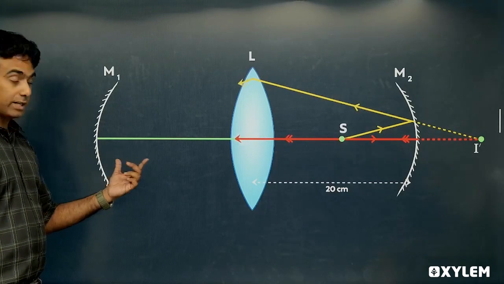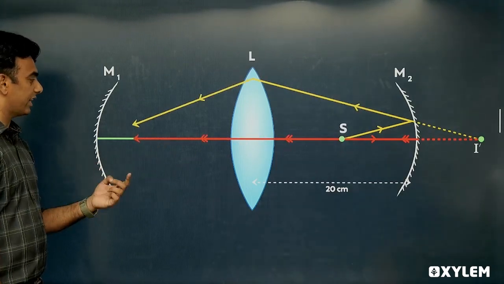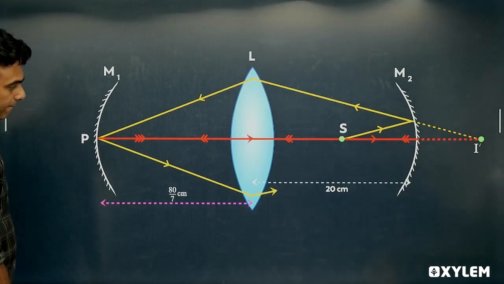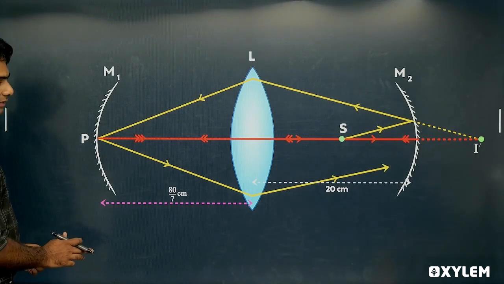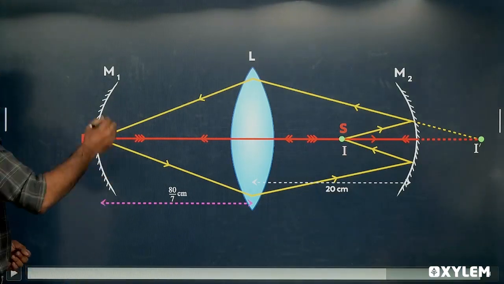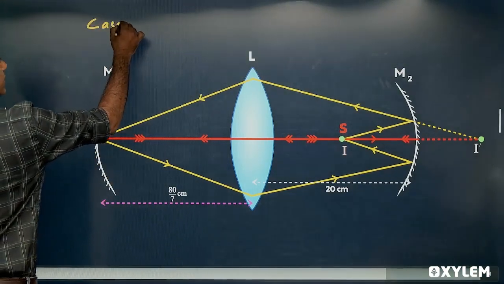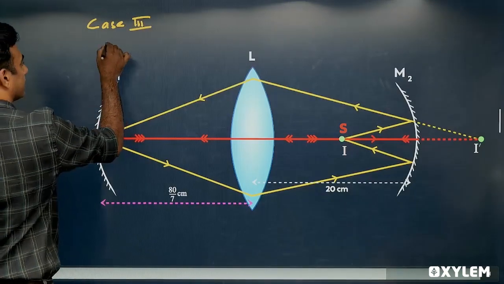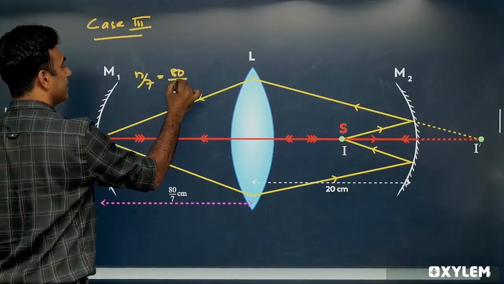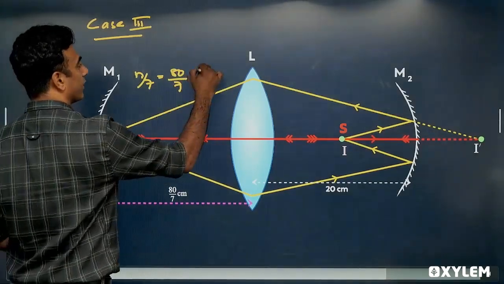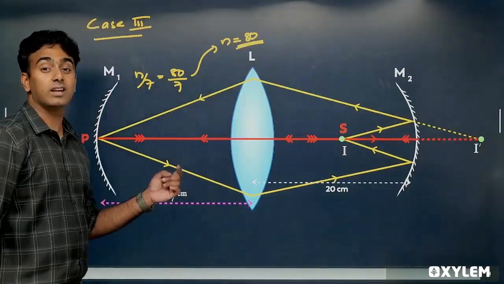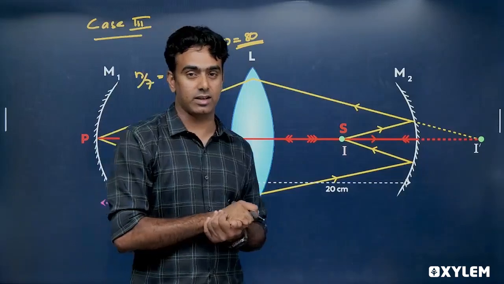In this case, 80 by 7 is the entire separation between M1 and L. See, this is the third case. And in this case, n by 7 is nothing but 80 divided by 7. Therefore, n is equal to 80 is the third answer.